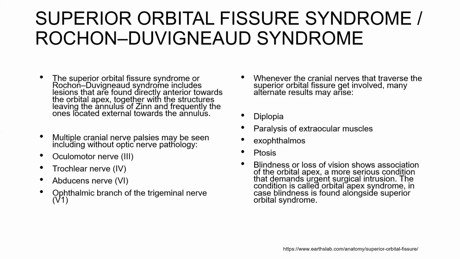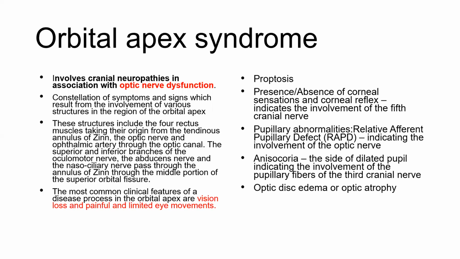So the nerves that are involved are the oculomotor nerve, trochlear nerve, abducens nerve, and ophthalmic branch of the trigeminal nerve. Whenever the cranial nerves that traverse the superior orbital fissure get involved, many alternate results may happen, like diplopia, paralysis of the extraocular muscles, exophthalmos, ptosis, blindness or loss of vision in the orbital apex syndrome.